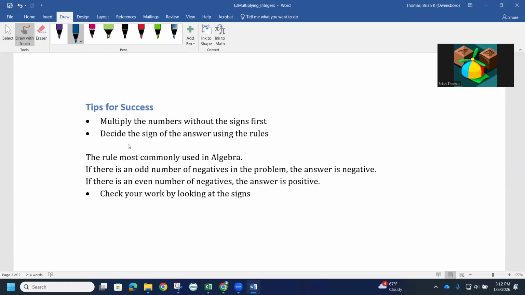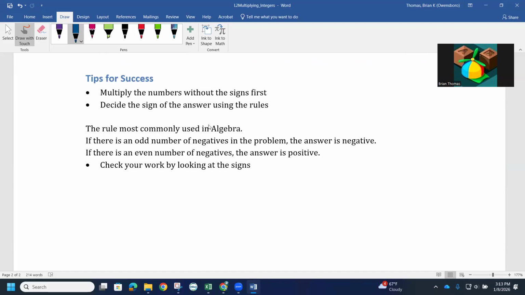When it comes to multiplying, you want to multiply the numbers without the signs first, and then decide what the sign should be. Most commonly in algebra, if there's an odd number of negatives in the problem, the answer is going to be negative. If there's an even number of negatives, the answer is going to be a positive. And then always check your work by looking at the signs.